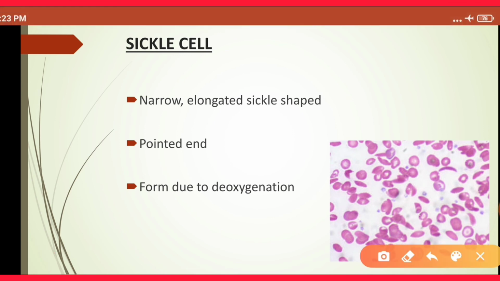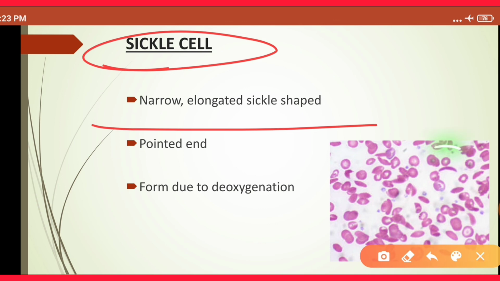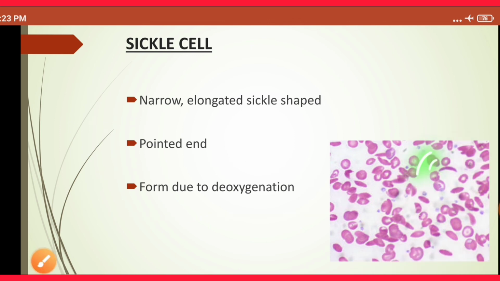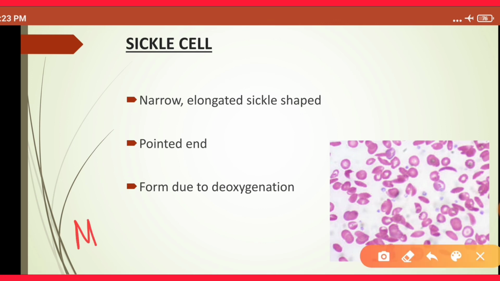Okay. The most important cell after target cell that is seen in hemolytic anemia is sickle cell. It is seen in sickle cell anemia. The name itself suggests, they are narrow, elongated, sickle-shaped RBCs. They have a pointed end, and they are formed due to deoxygenation, whenever the oxygen concentration is lost. Right? When you have less oxygen, the RBCs will get converted into sickle cells. Classically seen in sickle cell anemia. Most important MCQ.